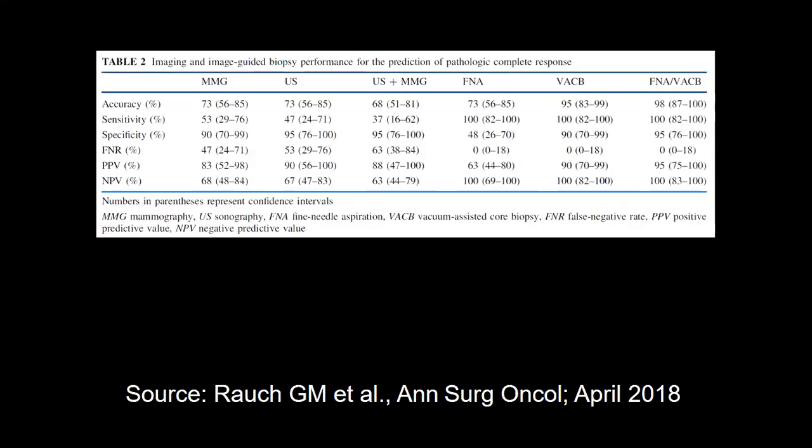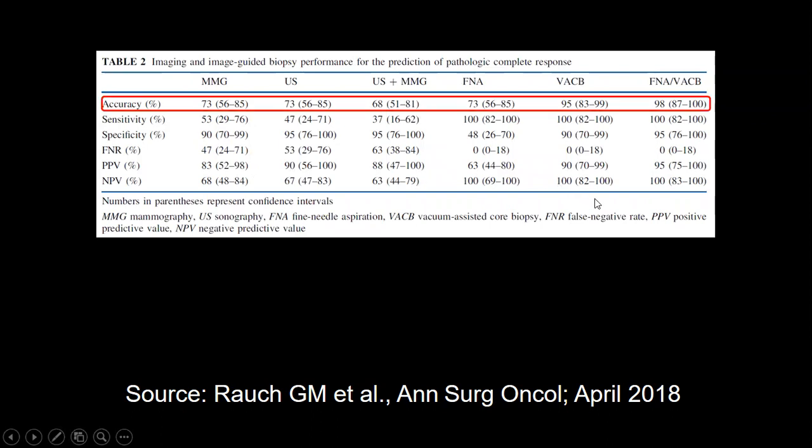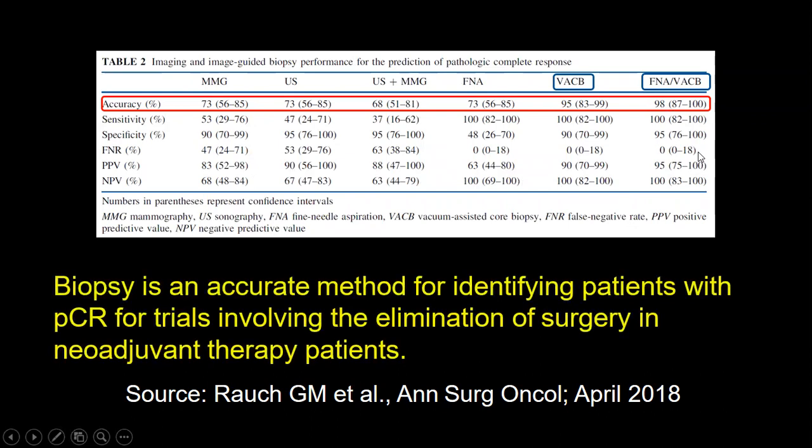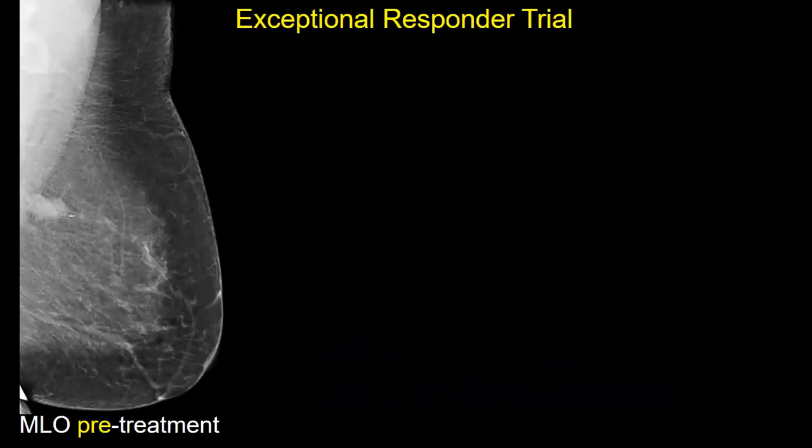So this is from the 2018 biopsy feasibility study. What our institution primarily relies on is mammogram and ultrasound, but we found that imaging alone doesn't achieve great accuracy. But when you add core biopsy or FNA biopsy, and vacuum-assisted core biopsy, you have the highest accuracy. So what we do now is, if a patient responds really well at imaging, then we do a biopsy, and if the biopsy is negative, then the patient may be randomized in a trial that is observation only without surgery. And let me show you such a case.